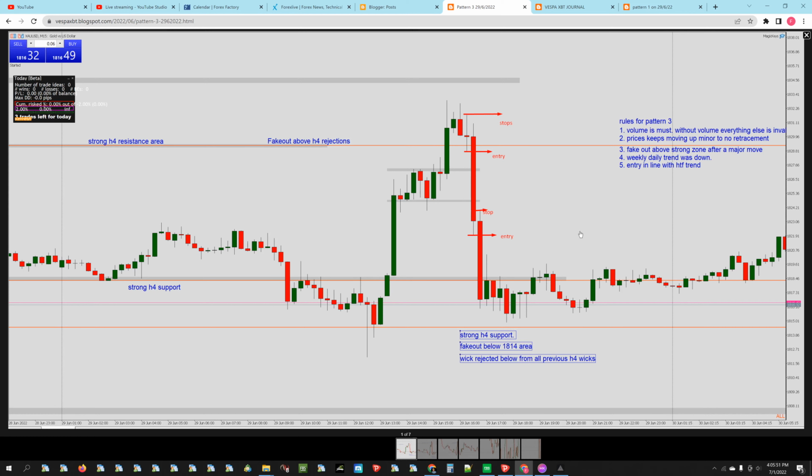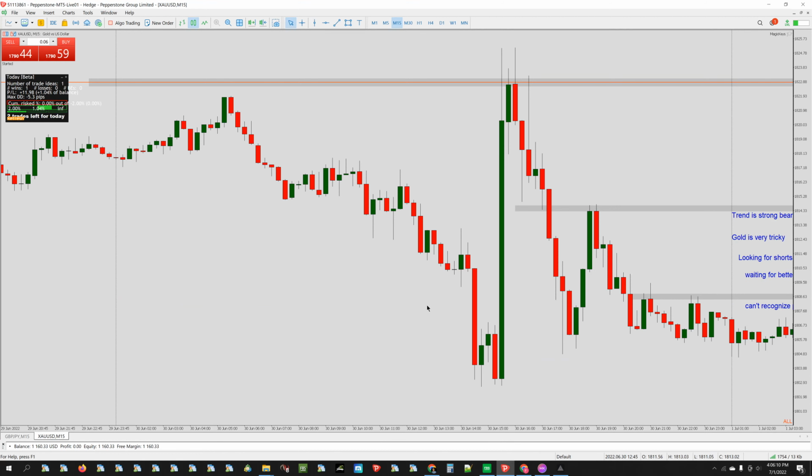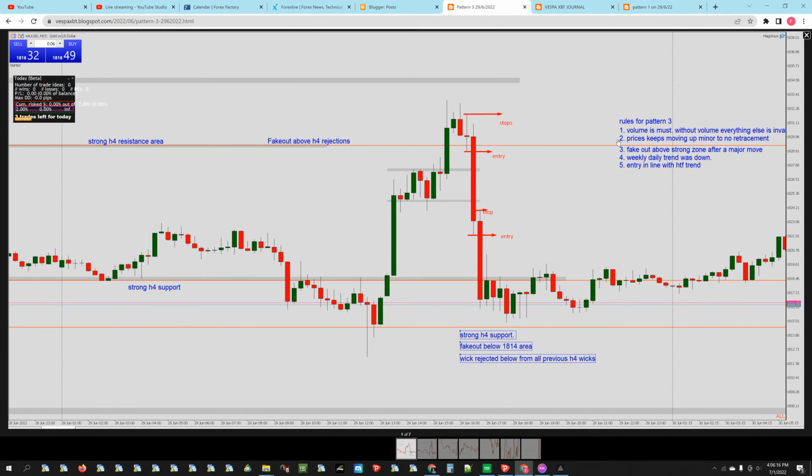And the next thing, entry in line with trend. So first of all, volume was present, prices keeps moving basically in opposite direction of trend. An established trend was bearish in this thing, and yesterday we also have an established bearish trend. So these two conditions are met. Number four condition is also met, fake out.